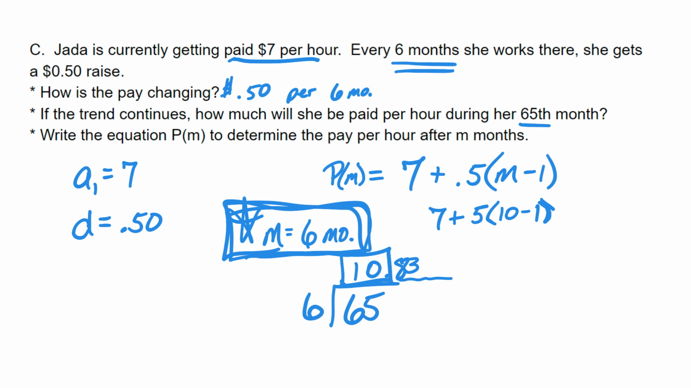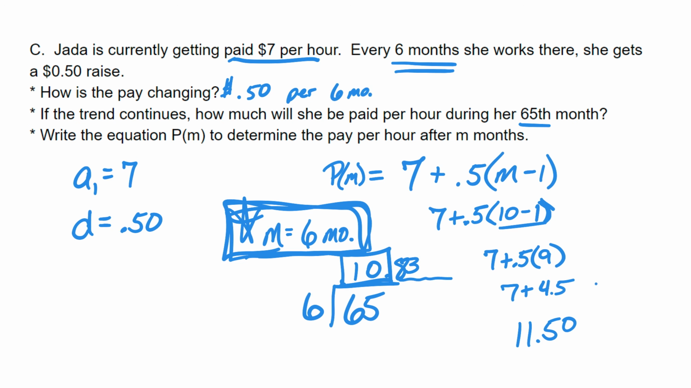She's got her $7. So she will have gotten a boost of 50 cents 9 times. She's had 10 6-month intervals. The first one is not a pay boost. From then on is. So she would get 9 50-cent pay raises. So she's getting paid $4.50 more, taking her to $11.50.